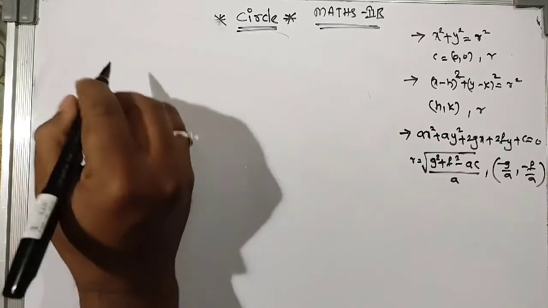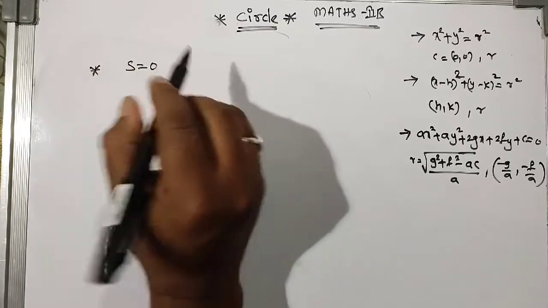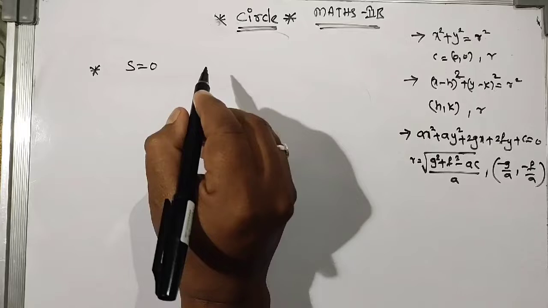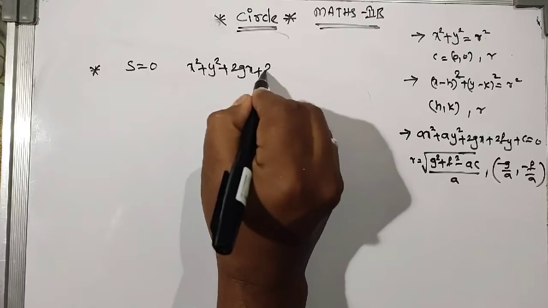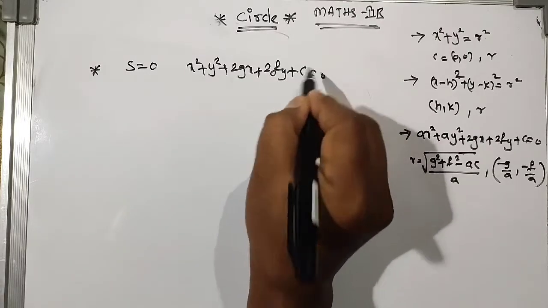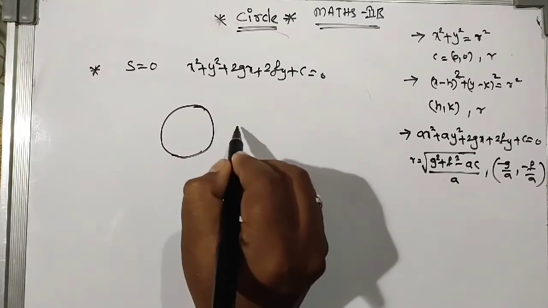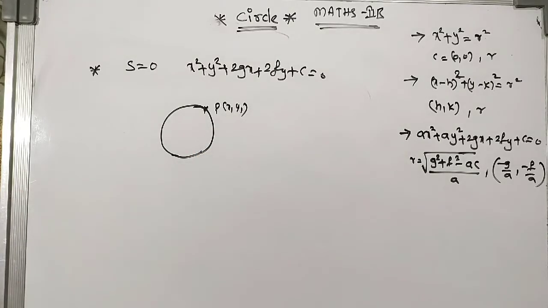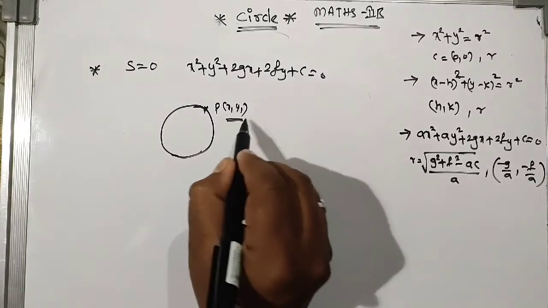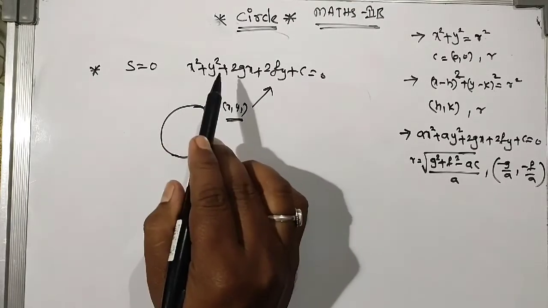Now some more key points. For example, S is equal to 0 is a circle, and its equation is x square plus y square plus 2gx plus 2fy plus c is equal to 0. If any point P(x1, y1) is on the circle, then the point will satisfy the circle equation. And if you write the values of x1 and y1 in place of x and y, then we get 0.